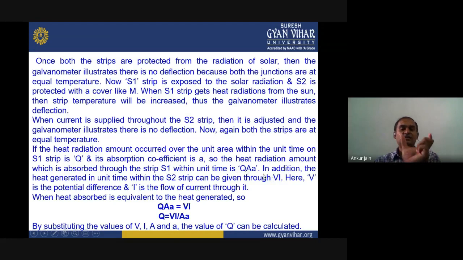Because at the time when the galvanometer has no deflection, these two values should be equal. That means Q into A into small a should be equal to Vi. And from this formula, we can get the value of Q, which is equal to Vi upon A into small a. We can get all the values of the right hand side factors, and from there we can measure the value of heat radiation received over the unit area within the unit time on strip S1. So that will give you the direct value of radiation that is received by strip S1.